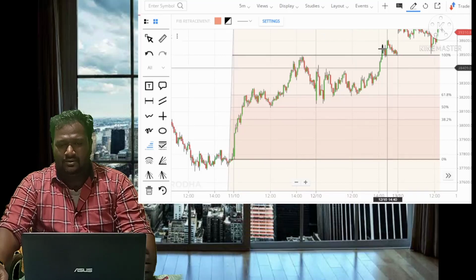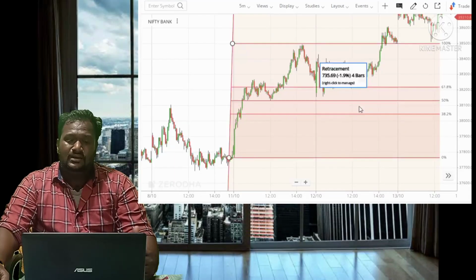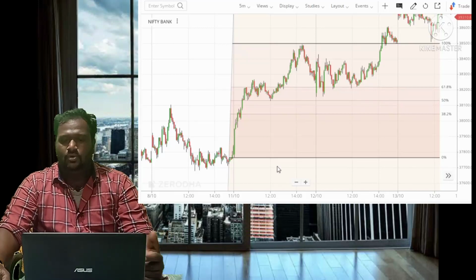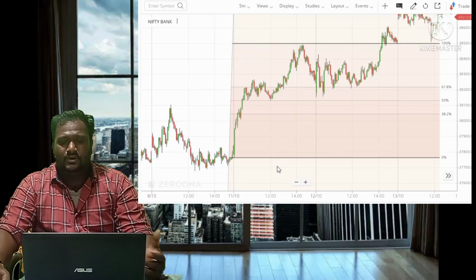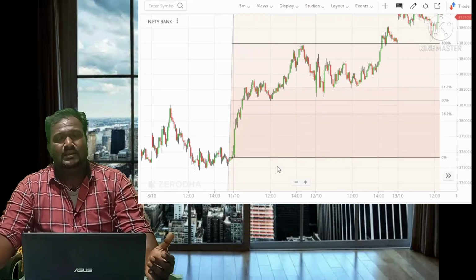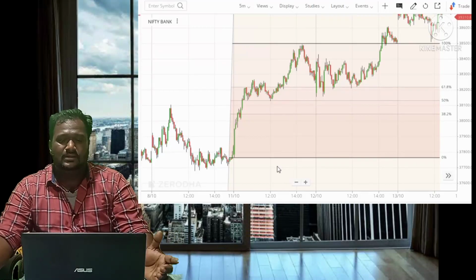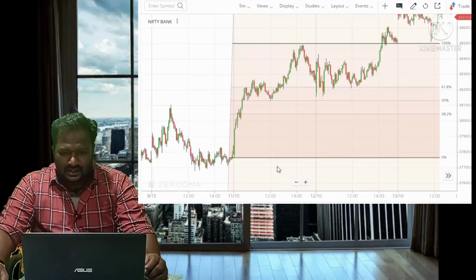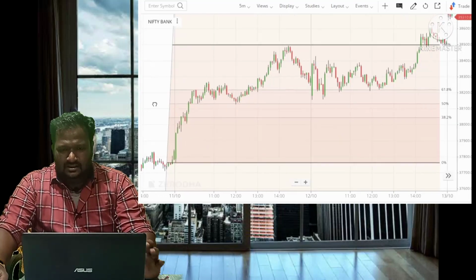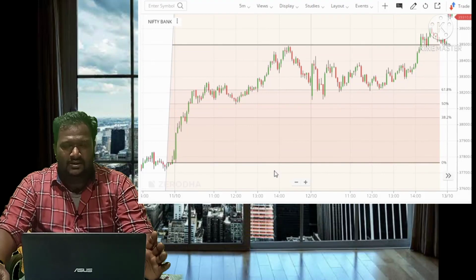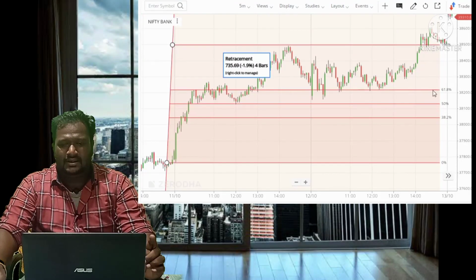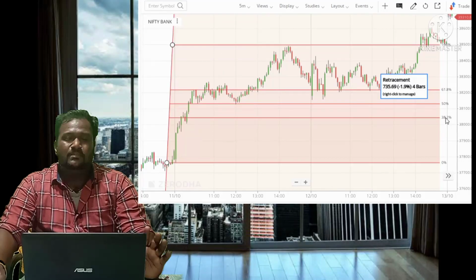So I have drawn the previous day's Fib retracement from high to low. With this I am going to find the support and resistance level, and decide which option I have to buy, either call option or put option. After getting this, I am giving some zoom here. In this previous day Fib retracement, the 61.8% and 38.2% values play a major role.